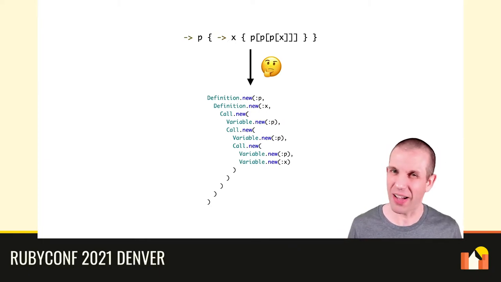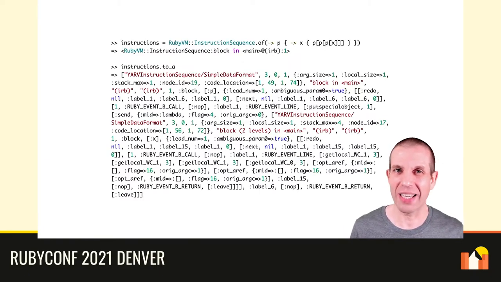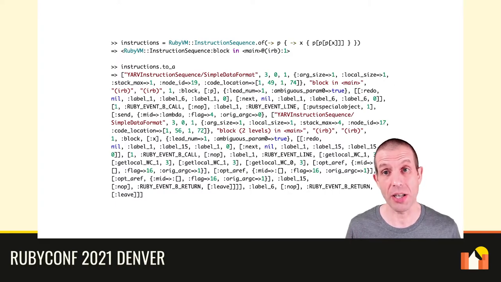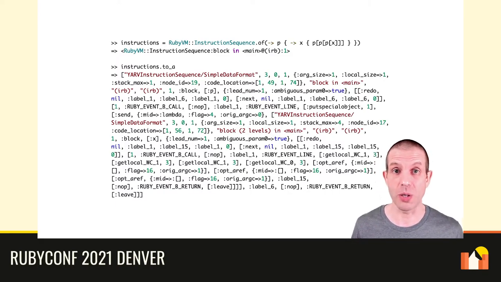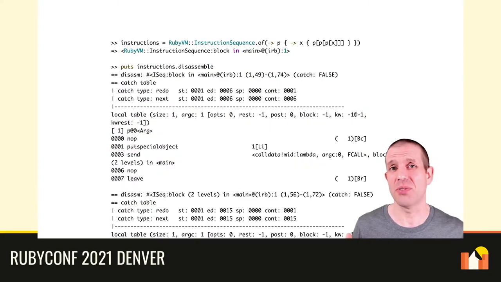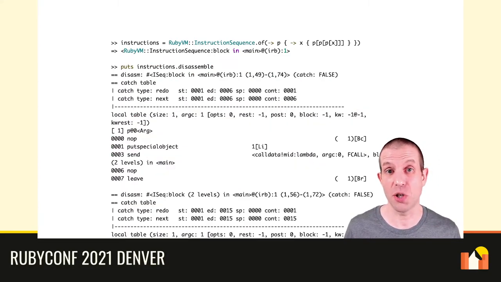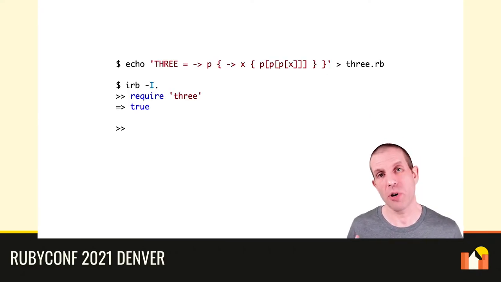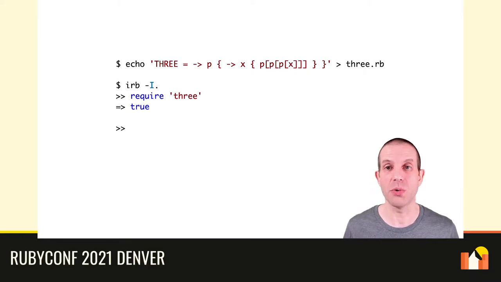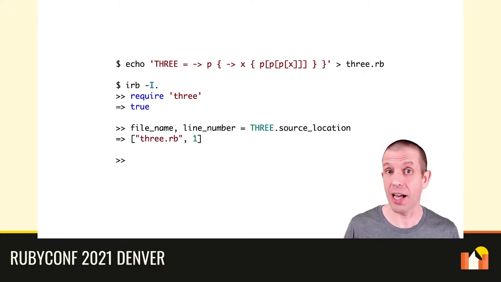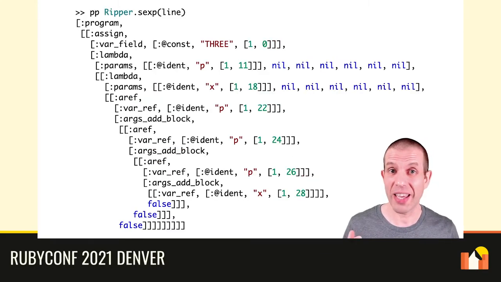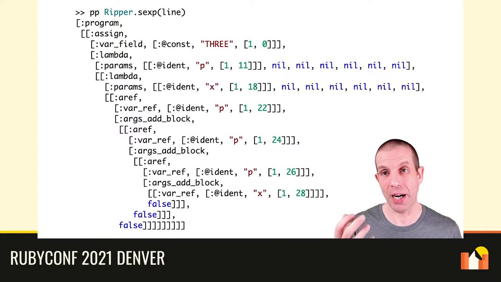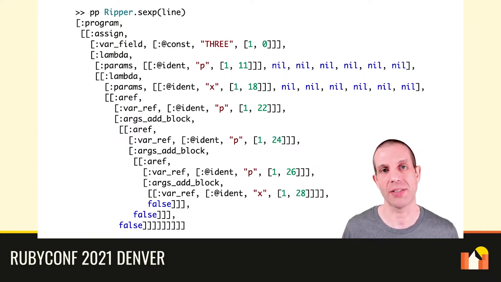Now, I can think of a couple of hacky ways of doing this. One way is to ask MRI for the YARV bytecode instructions, which we could presumably walk over and figure out the structure of the proc somehow. Or we could use the disassemble method to generate the human readable version and process that somehow. Or if the proc got loaded from a file, we could use source location to find out which line in which file, and then read it in as a string, and then use Ripper from the standard library to parse that string into a structure that we can examine.